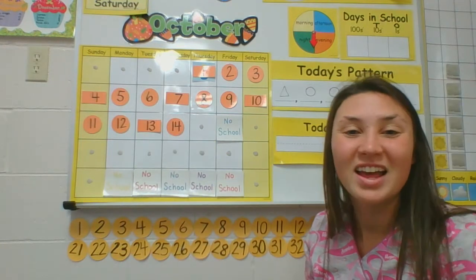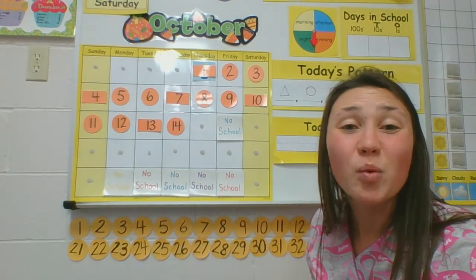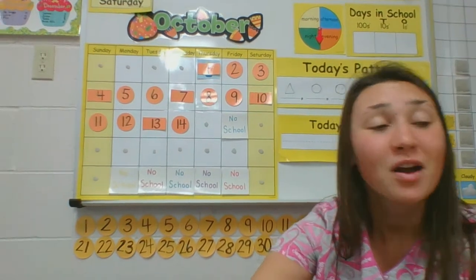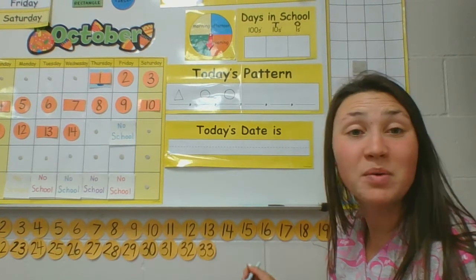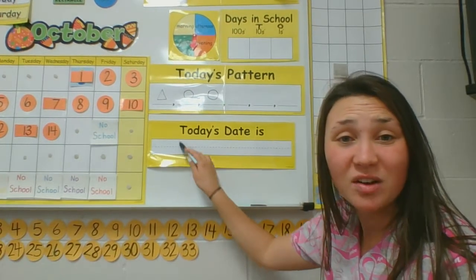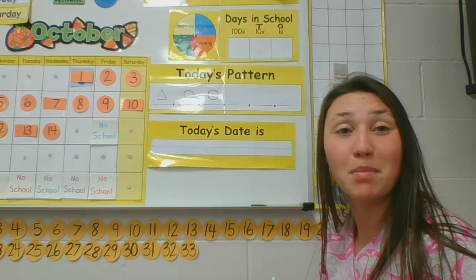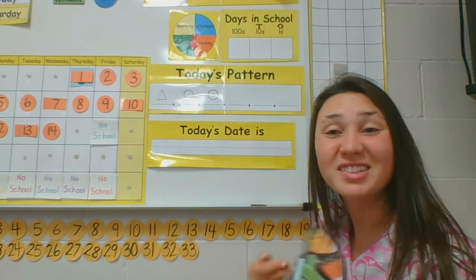All right. Now that we know that today is October 14th, we can write it. So if you have a pencil and a paper, go ahead and write the date with me as I do it. So first thing we always do when we write the date, what's the first part? Yeah, the month always comes first. So let's write the month, which as we said is October.